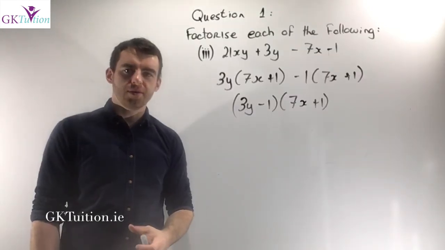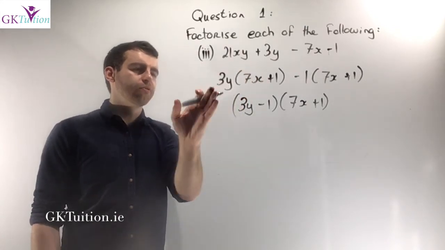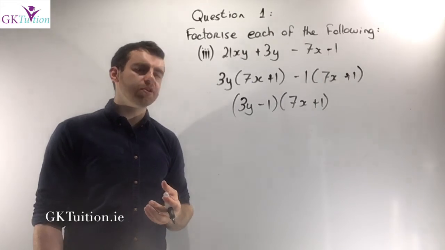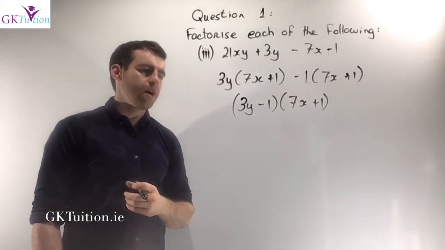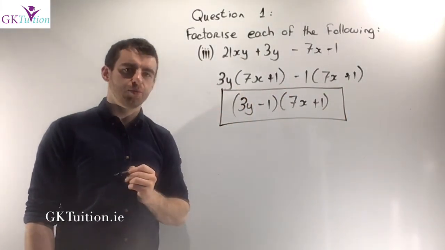In part 3, we had to factorise by grouping. In the first two terms, you factorised out 3y and you're left with 7x plus 1. In the second two terms, you should factorise out minus 1 and you're left with 7x plus 1. And your final answer then is 3y minus 1 times 7x plus 1.